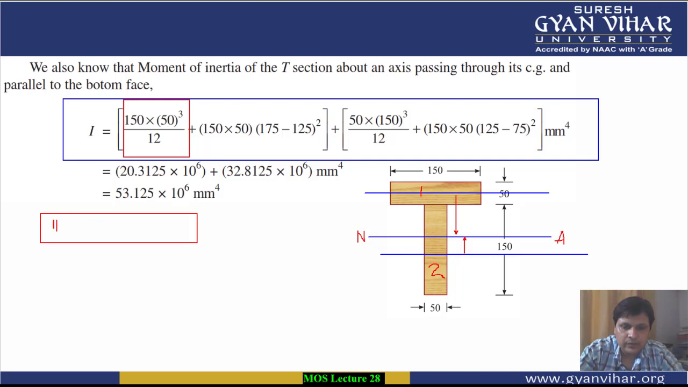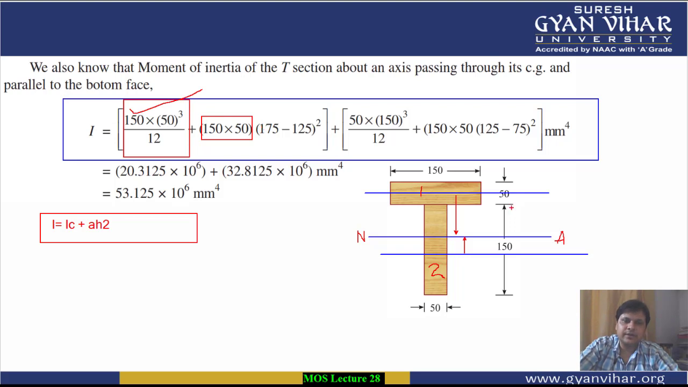says that I is equal to IC plus AH square, right? So using this formula, you will get the value of IC as BD cubed by 12, the same which is written here. And A will be, what is the area of section 1?